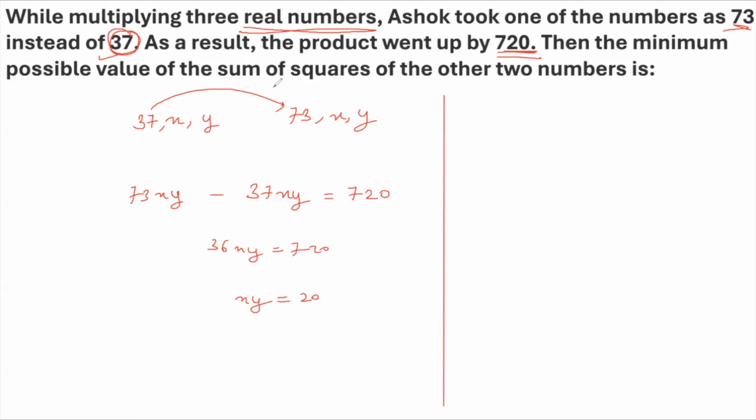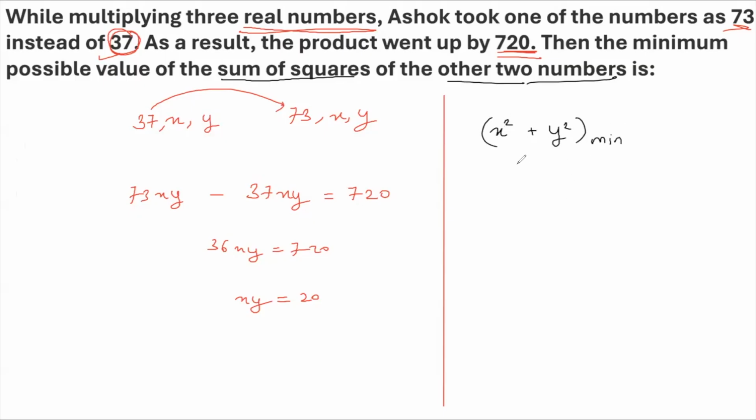They're asking me the minimum possible value of the sum of the squares of the other two numbers. The other two numbers, I have assumed them as x and y. Here afterwards, I have two ways to approach the given question. The sum of the squares of x and y will be x square plus y square. The question demands the minimum value of x square plus y square.